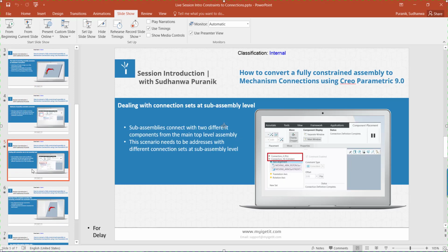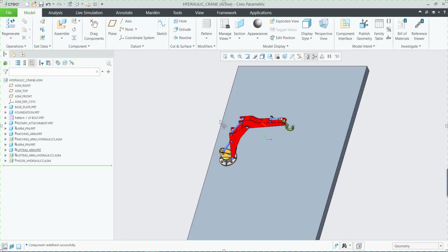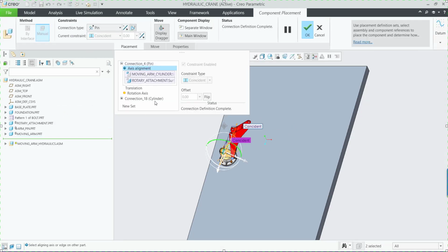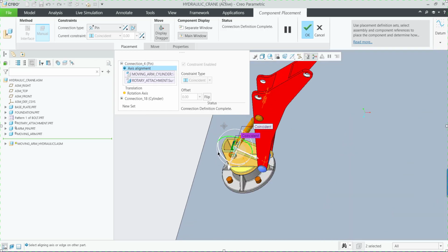So after looking at those two things, further I have also shown you how to deal with the connection sets at subassembly level. Over here for the moving arm hydraulics, I have shown you how I have tried to create 2 connection sets. One is pin over here and one is cylinder over here. Since it is a subassembly, it is connecting with the yellow part and the red part. So with each part it will have different sets of connections.